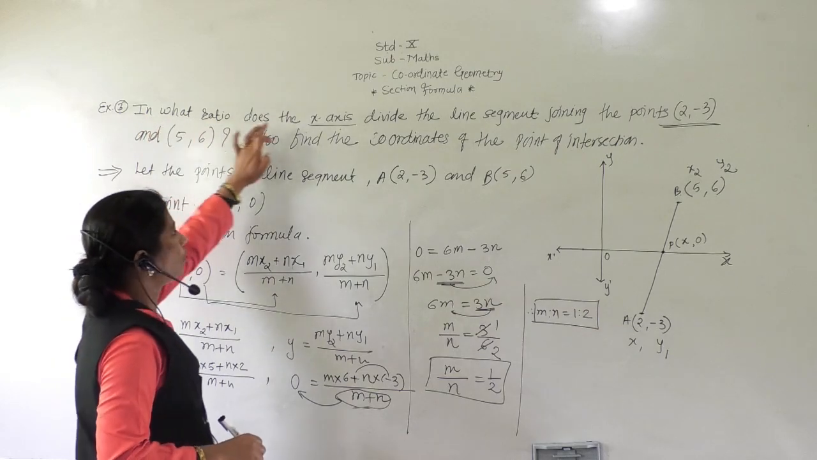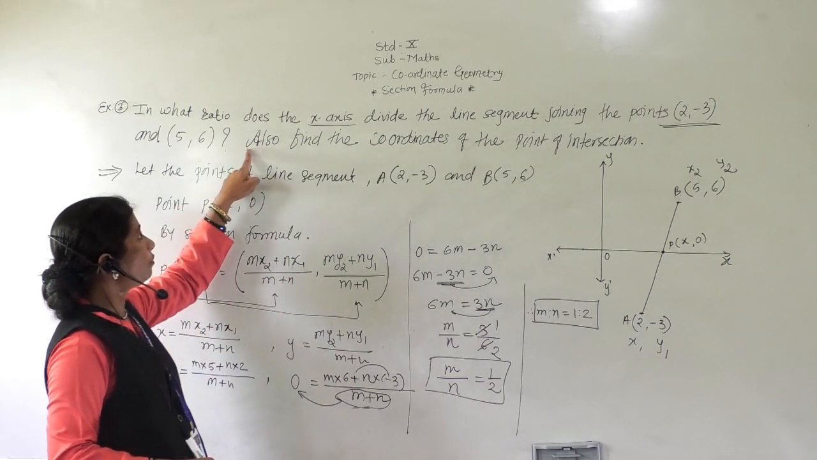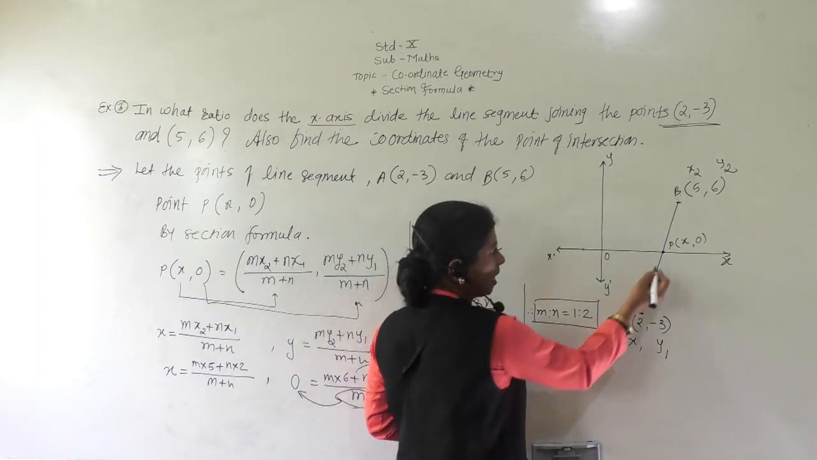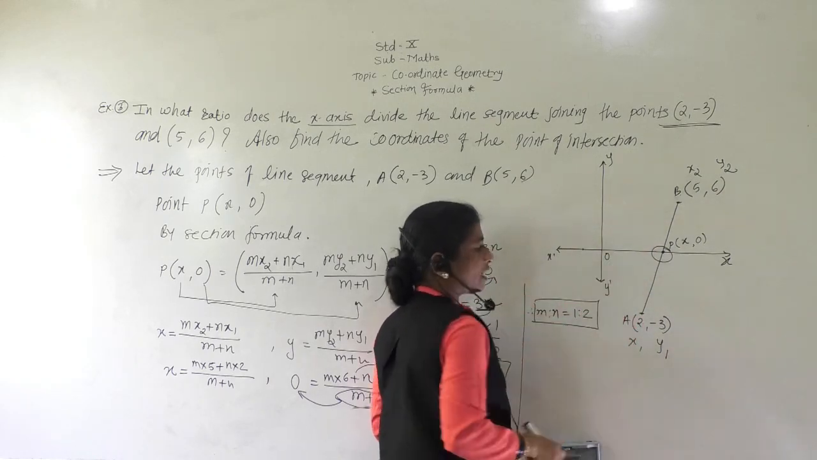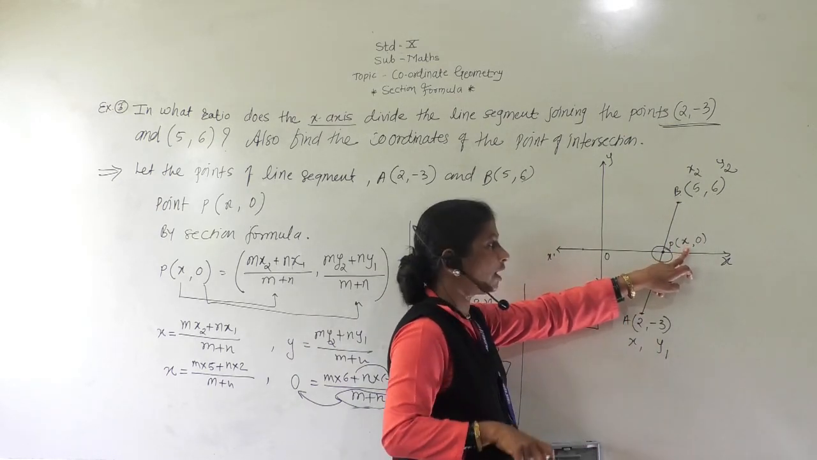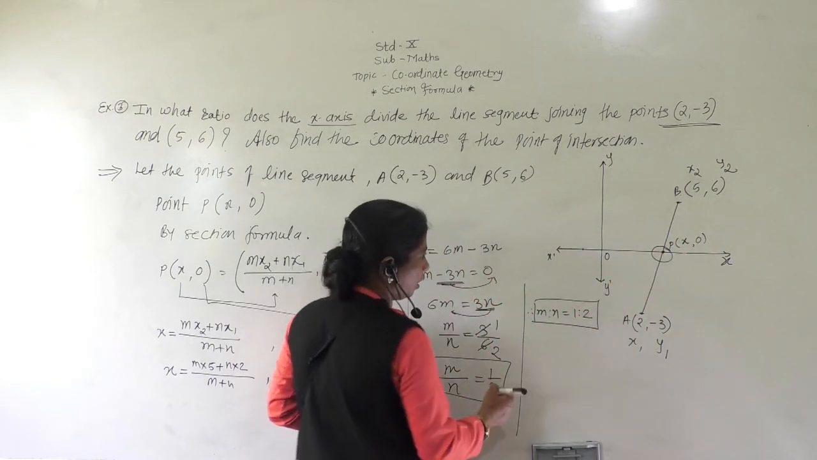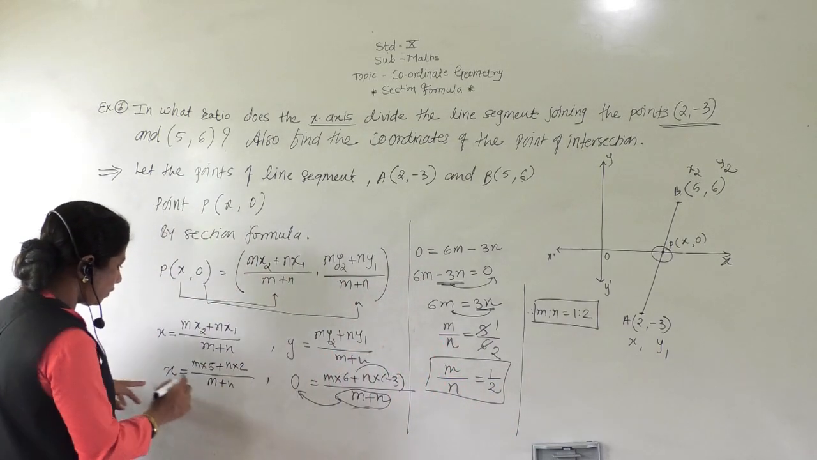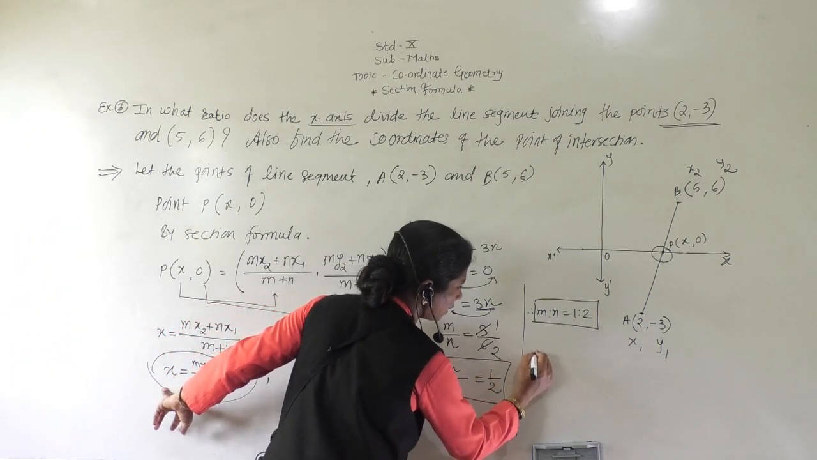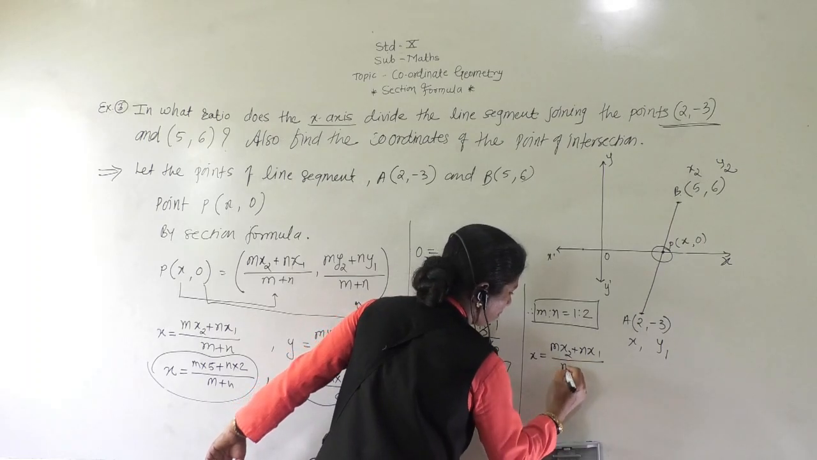We have to find in what ratio the x-axis divides the line segment joining the given points. Correct. Now similarly we have to also find the coordinates of that point of intersection. So what is the point of intersection? This our P is the point of intersection of this line segment AB. Now we have to find the point of intersection, means what? Actually we have to find the value of x, because when the x axis divides, then the y coordinate will become 0, correct? Now so here how can we get the x value? We will use this, correct? So here x equals to mx2 plus nx1 upon m plus n.